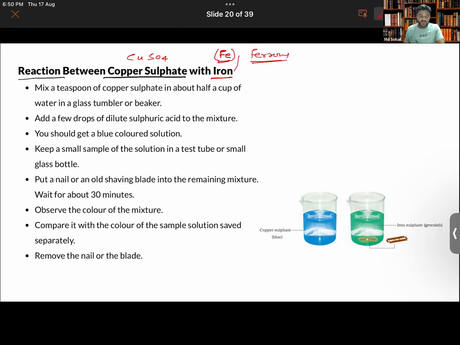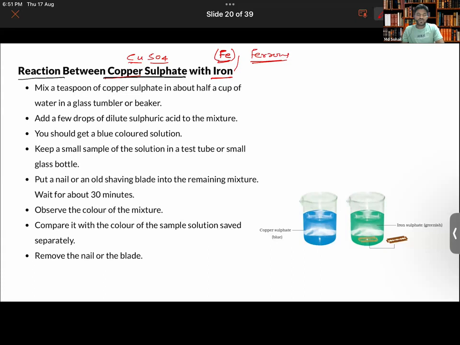For example, copper is represented as Cu only, right? Sulfate has SO4, like this. Anyways, that's a different discussion, but still you get an idea of how they are assigned their symbols. Iron sulfate is FeSO4. Very good.